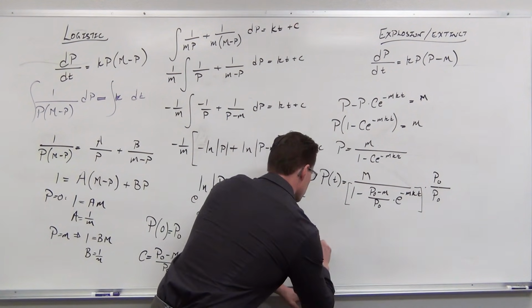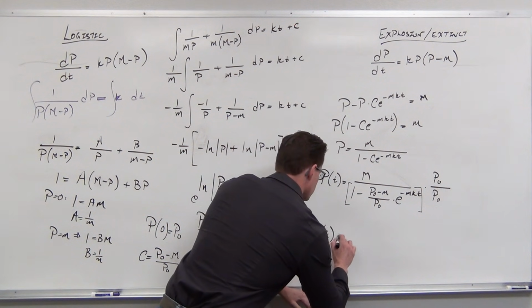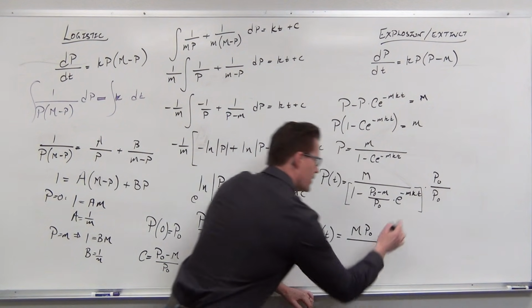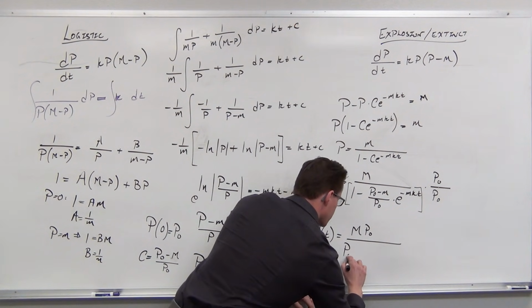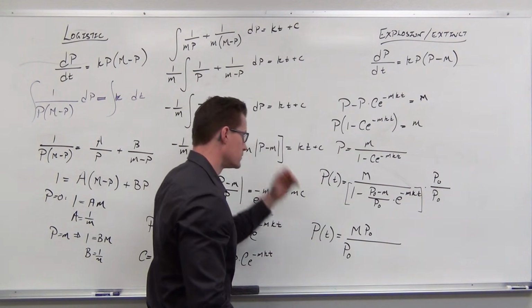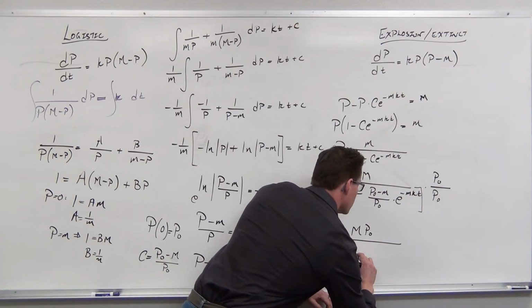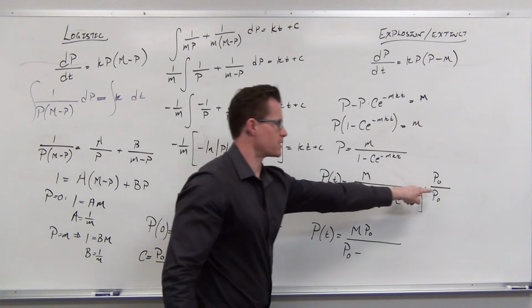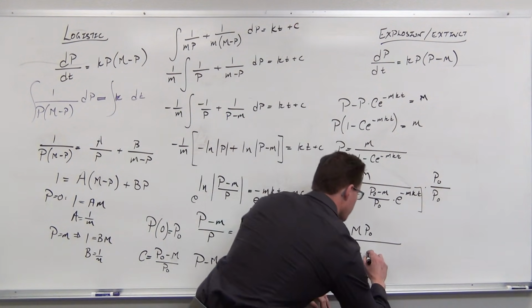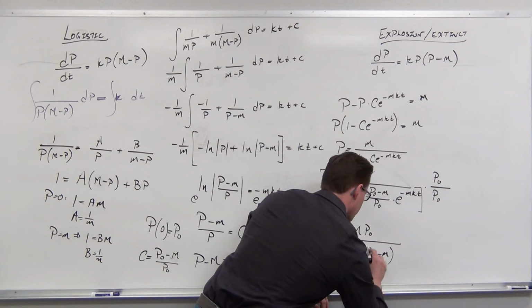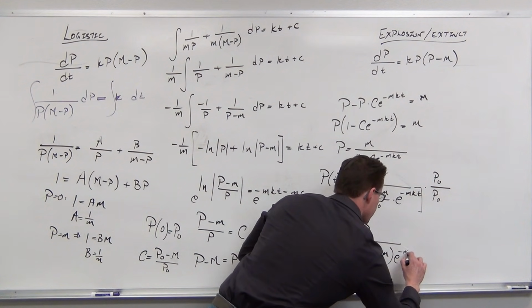So we're going to get m times initial population over initial population minus, what I'm going to do here is cancel this p sub 0. We're going to get p sub 0 minus m e to the negative mkt.